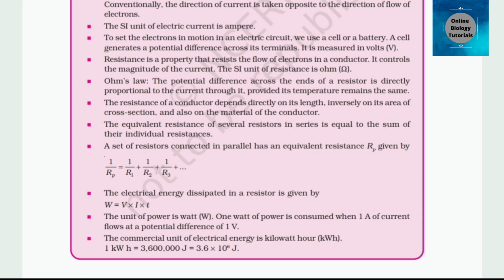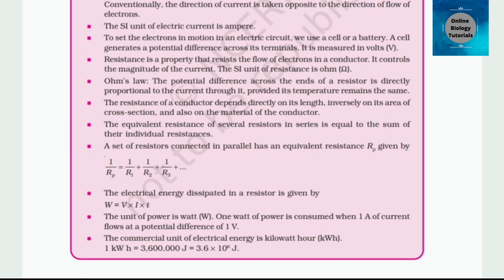The resistance of a conductor depends directly on its length, inversely on its area of cross-section, and also on the material of the conductor. The equivalent resistance of several resistors in series is equal to the sum of their individual resistances. A set of resistors connected in parallel has an equivalent resistance Rp given by 1/Rp = 1/R1 + 1/R2 + 1/R3 + and so on.